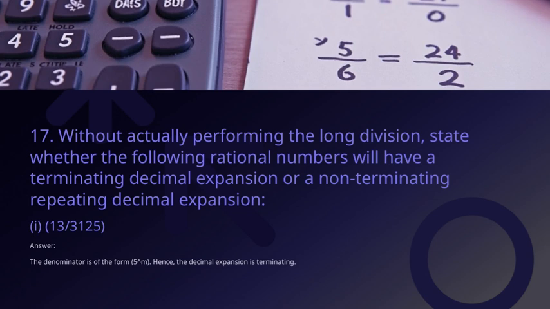This concept is really useful because it helps us quickly identify whether a rational number will have a terminating or a repeating decimal just by looking at its denominator. It connects directly to the overall theme of understanding the nature of rational numbers and their decimal representations.